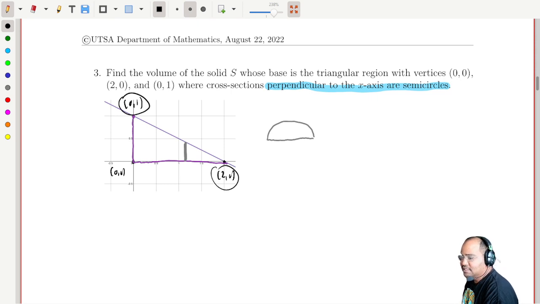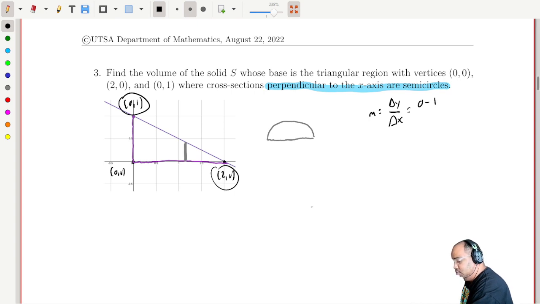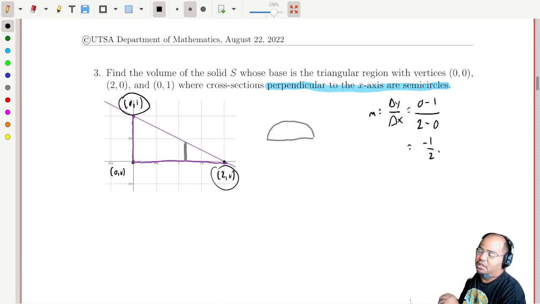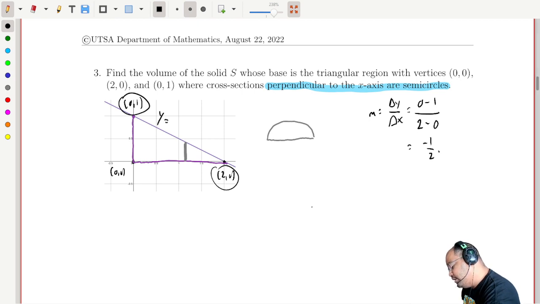And so let's first go ahead and find the slope of that line. Okay, so we think about the slope of this line. It's a change in y over change in x. Rise over run, right? 0 minus 1 over 2 minus 0. Slope is minus 1/2. And notice that we already have the y-intercept, right? 0, 1. Y-intercept is where the line crosses the y-axis. So this line here is y equals negative 1/2 x plus 1.